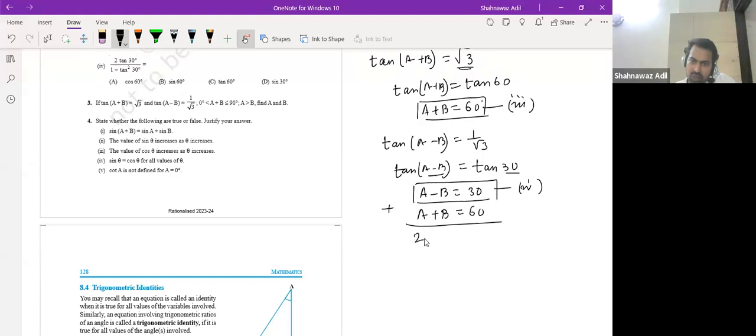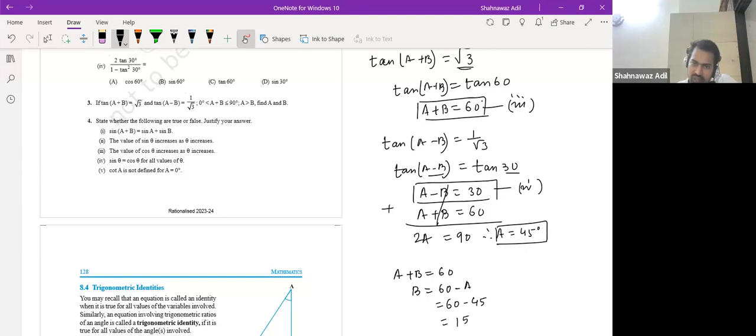So this is 2A, this is cancelling, and this is 90. So A is 45, right? And A plus B is 60. B is 60 minus A, which is 60 minus 45, which is what? 15. So B is 15. Is this clear, guys?